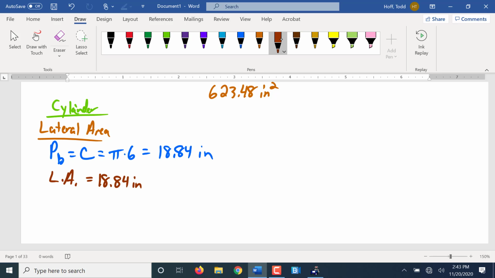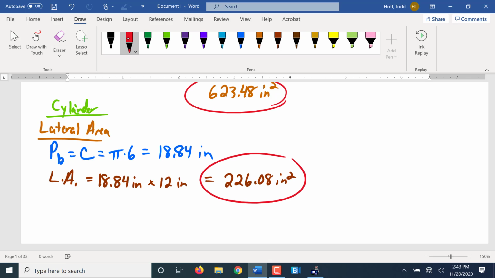Distance around times the height of 12 inches, which is 226.08 square inches. We have to add that to what we had from the box. 849.56.